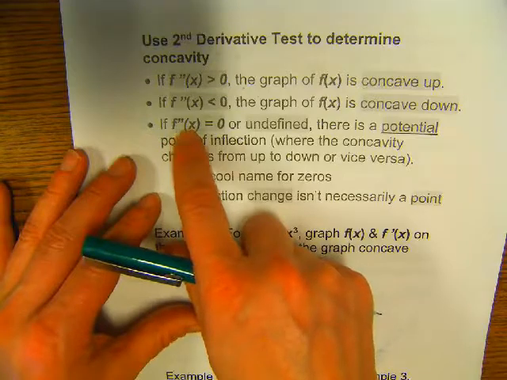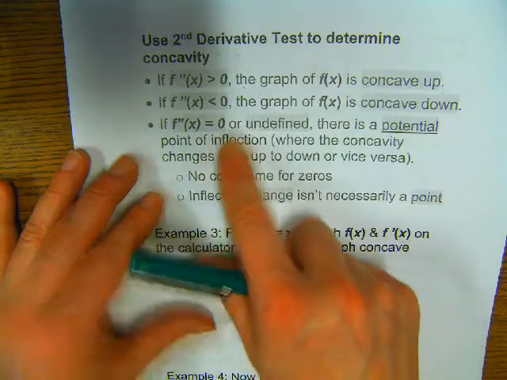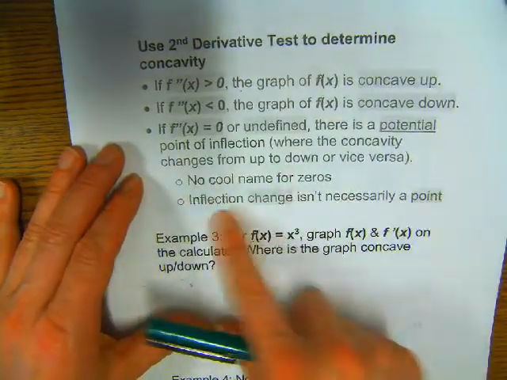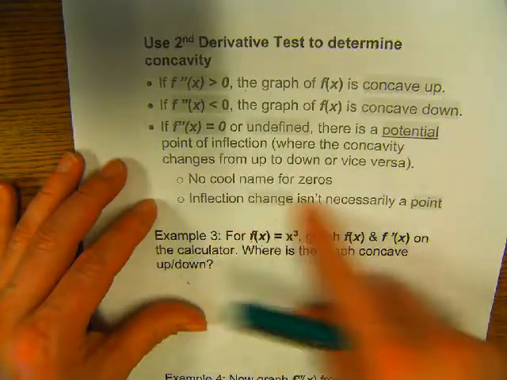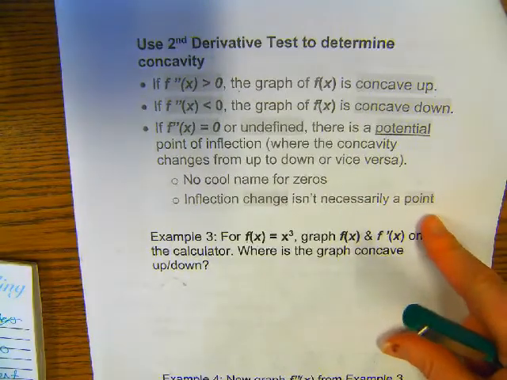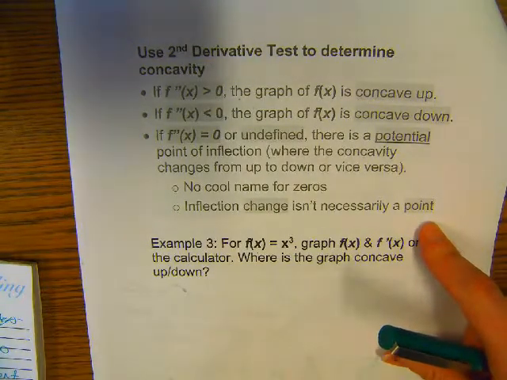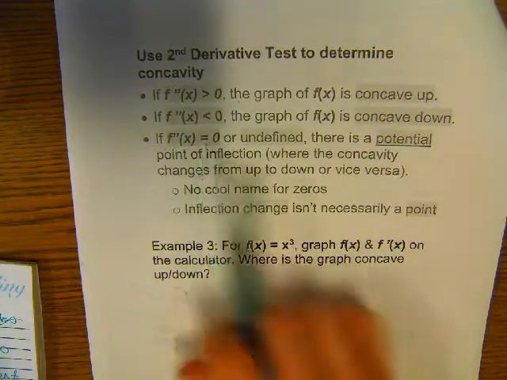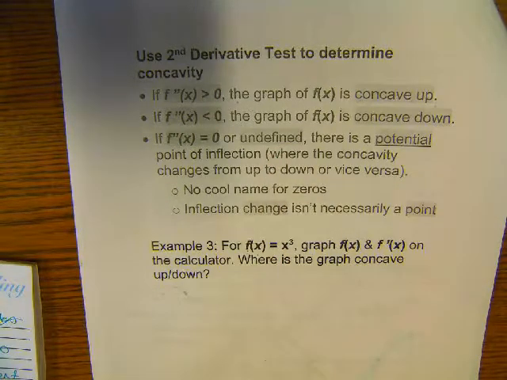Where f prime of x equals 0 at this potential point of inflection, there has to be a switch, okay? An inflection point has to be a switch. Inflection change isn't necessarily at a point. We might call it a point of inflection, but an inflection change could be an asymptote. It could be a spot where the double derivative is 0 or undefined, as long as the concavity of the original function switches.